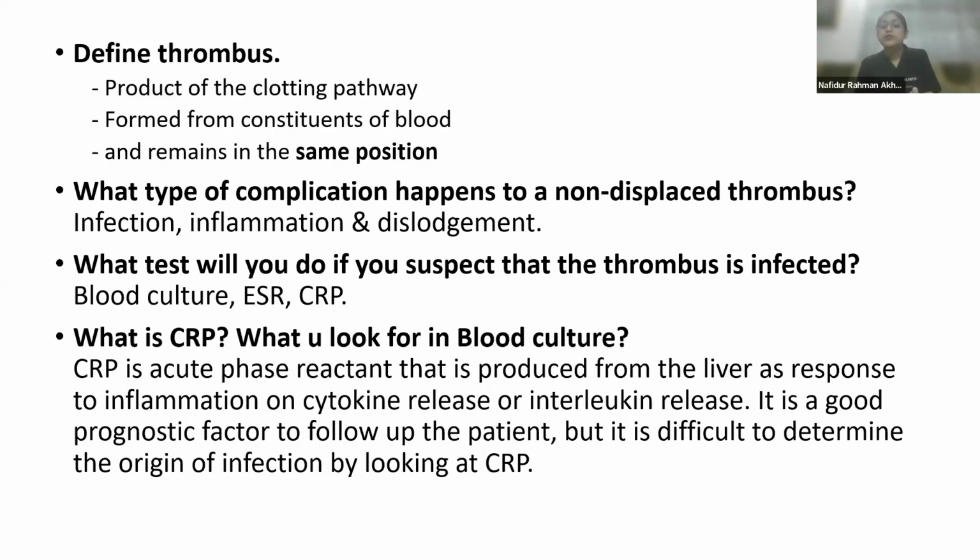It is an acute phase protein which is secreted from the liver, by hepatocytes, in response to inflammation, like cytokines or interleukins which we have read. Okay, and it is a good prognostic factor which is used to follow up the patient. But we have to do blood culture to get the origin of the infection. So CRP is just a prognostic factor for follow-up.